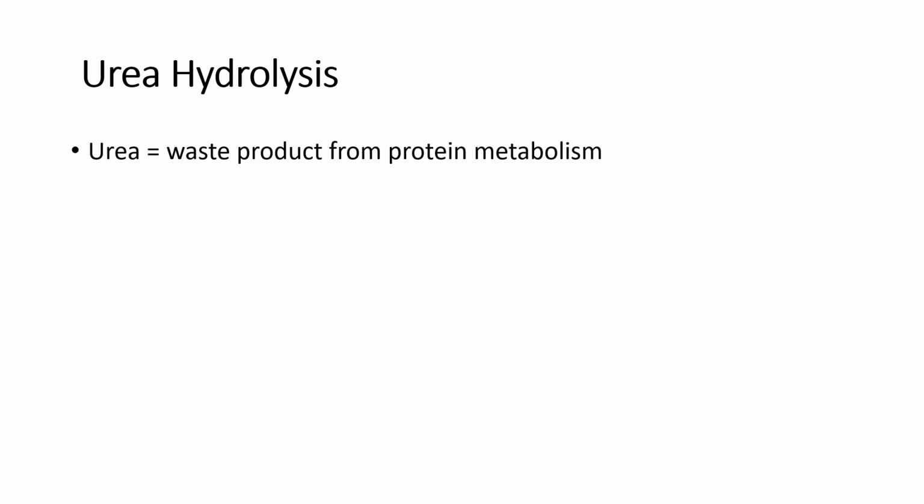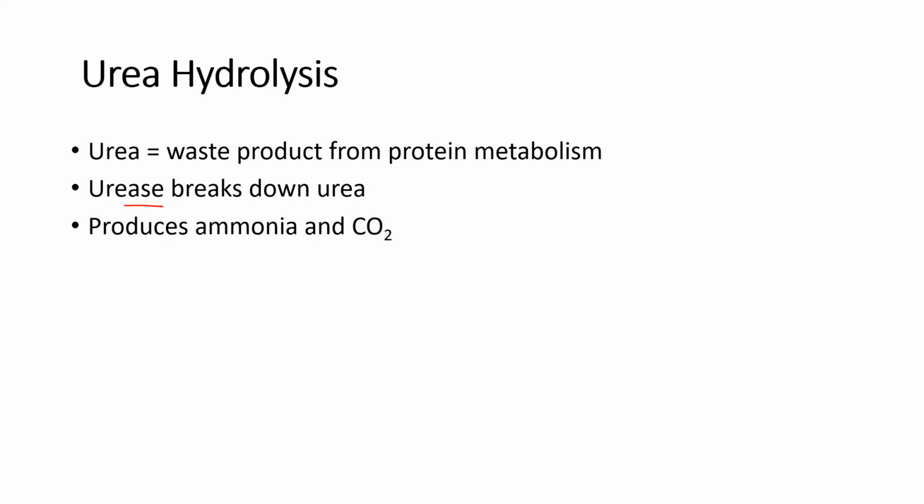The next test would have been urea hydrolysis. Urea is a waste product when proteins are metabolized. So this is a particular waste product produced when cells are forced to use protein or amino acids to generate energy, ATP. Urease is the enzyme that breaks down urea. And when it breaks down urea, it produces ammonia and carbon dioxide.